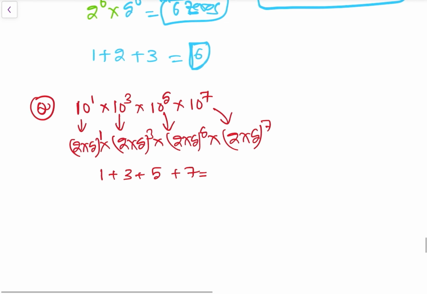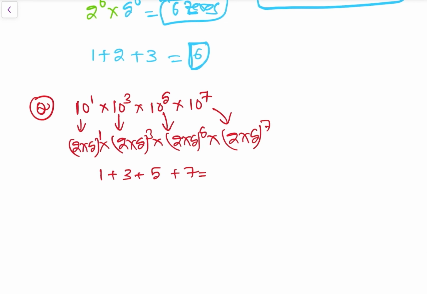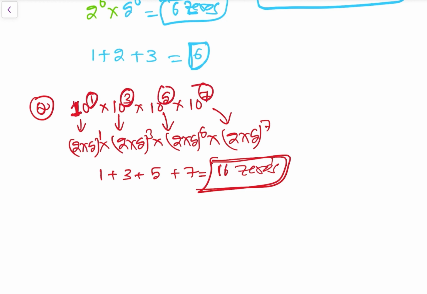5, 5, 12, 12 plus 3 is 15, 15 plus 1 is 16. So 16 zeros are there. So when it is given like this, just add the powers. Add the powers, you will get the answer.